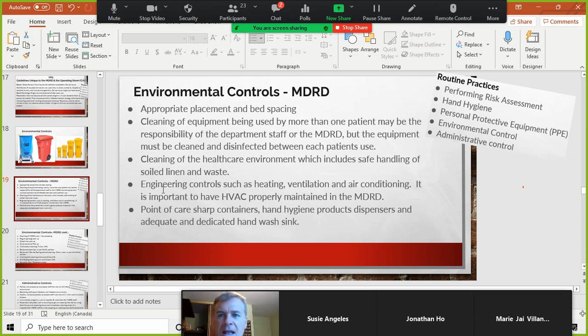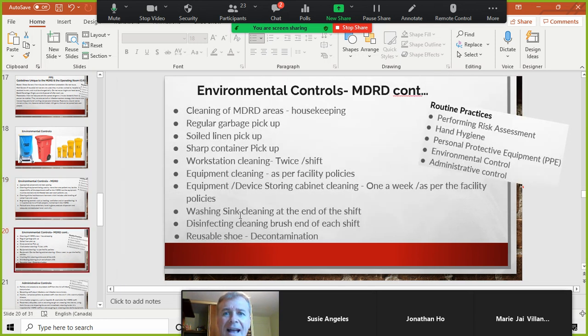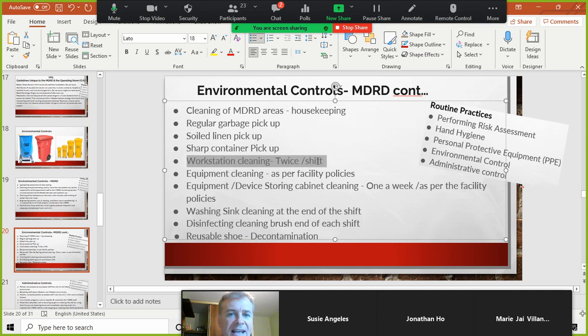So this is all the stuff that goes on before. Afterwards here, soiled linen pickup, sharp container pickup, workstation cleaning. I don't know, do you do it twice, 3 times a shift? All these kinds of things. The washing sinks, disinfecting, cleaning brushes, all these kinds of things. These are all environmental controls.